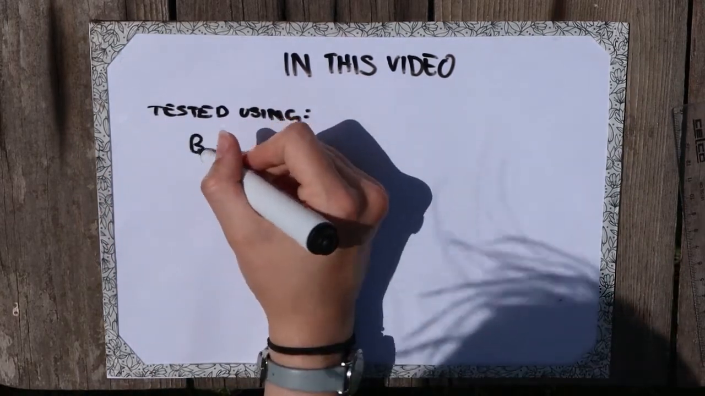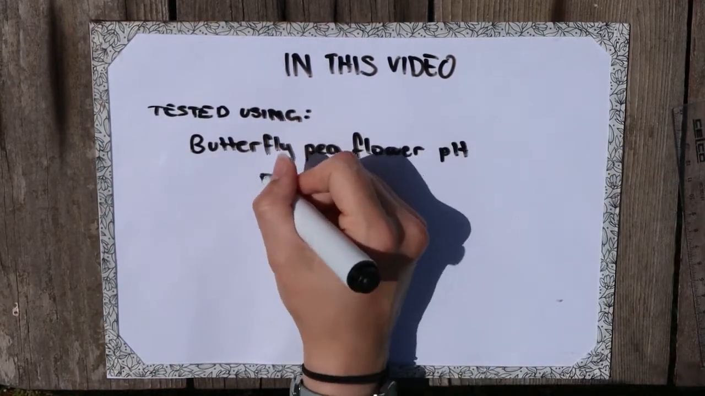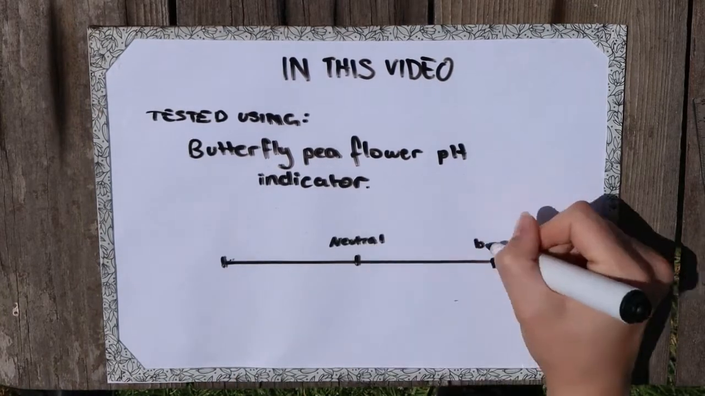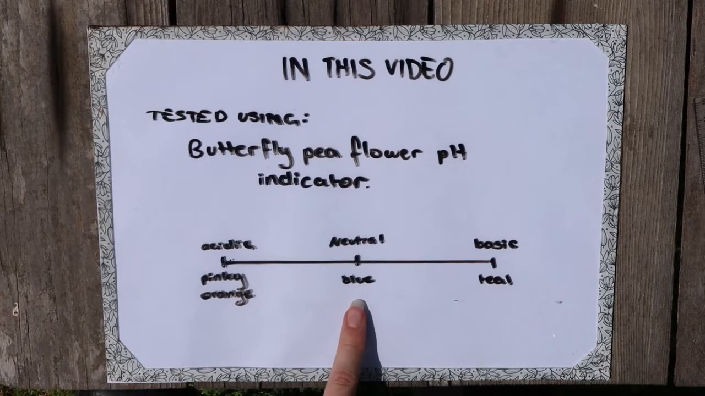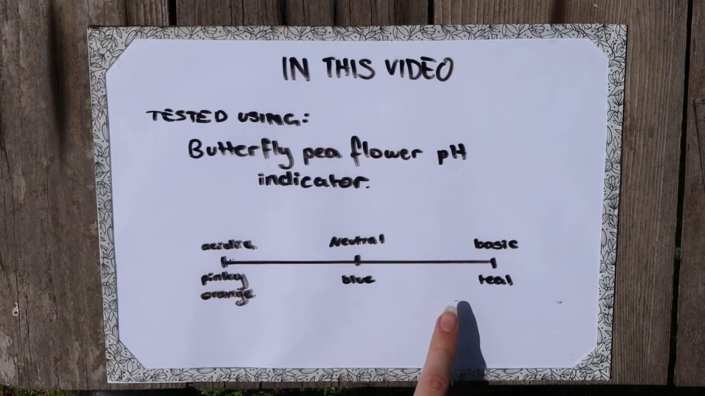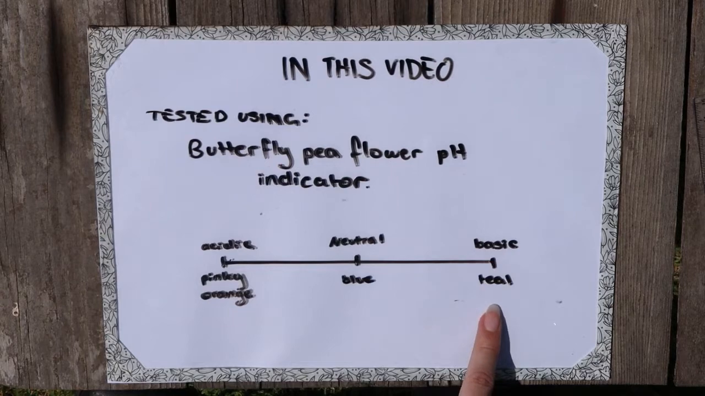These reactions will all be tested using butterfly pea flowers as a pH indicator, which ranges from a pinky orange when in an acidic solution, blue when in a neutral solution, and teal when in a basic solution.